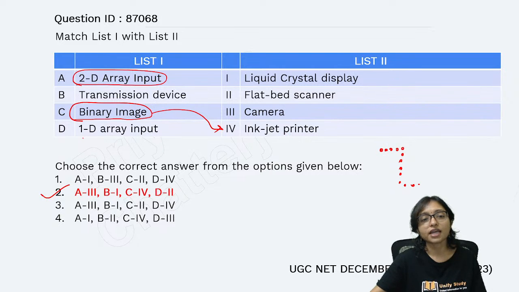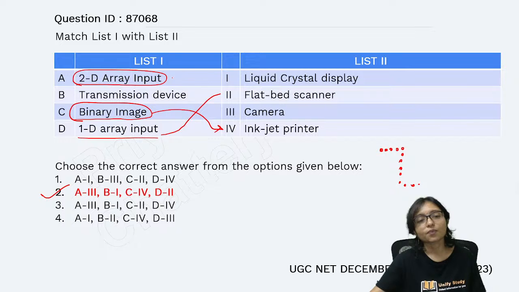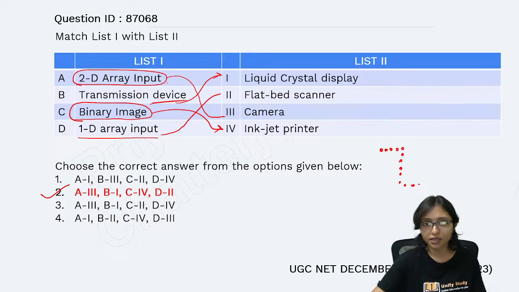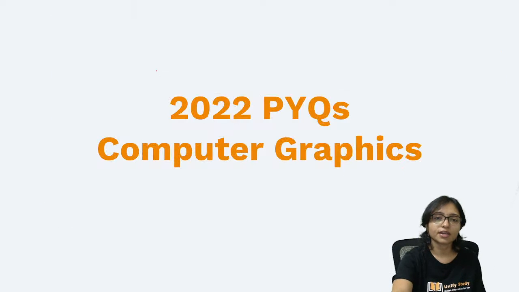And after that, 1D array input, who is taking 1D array input? That is the flatbed scanner. Yes, flatbed scanner. 2D array input is taken in the normal camera. Transmission device: the LCD monitor we are using is a transmission device.